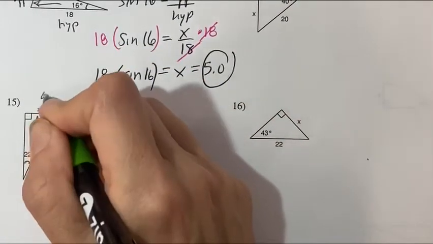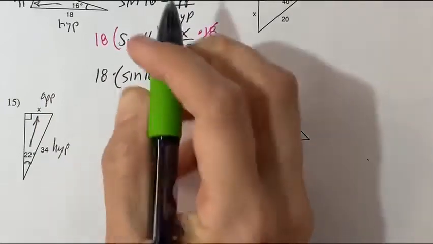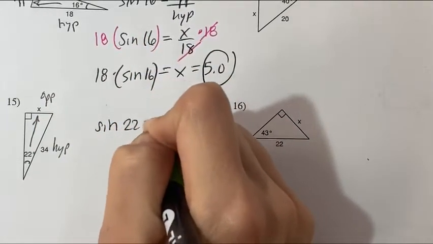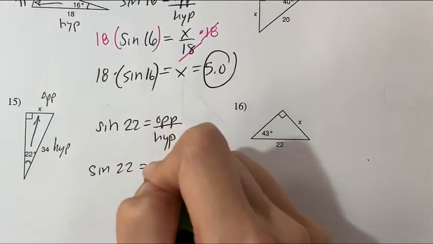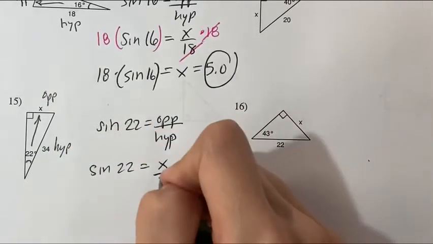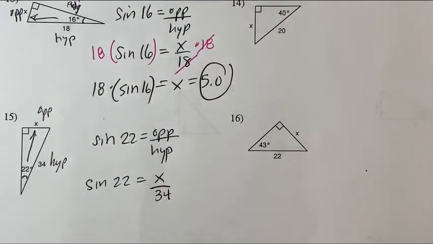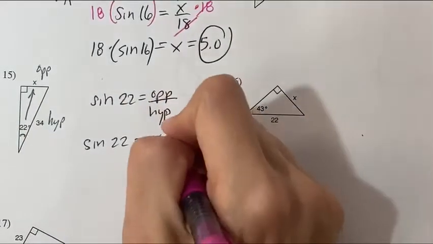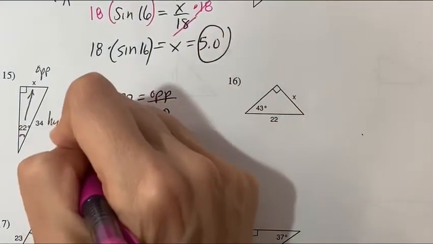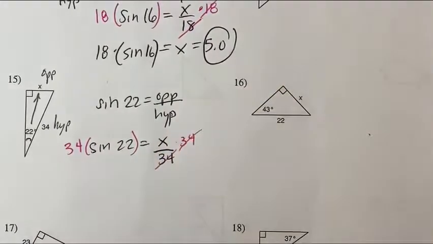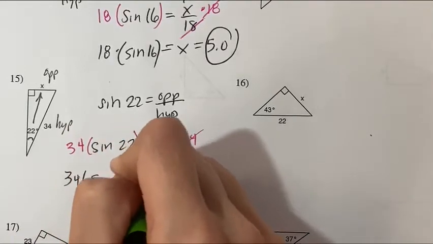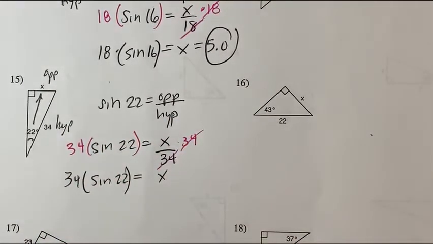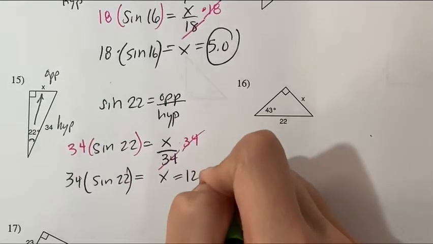All right, here's our reference angle. So this is opposite, this is hypotenuse. So I'm gonna need sine. Sine of 22 is opposite over hypotenuse. So sine of 22 is x, and the hypotenuse is labeled with a 34. Now swapping won't help me, so I'm going to multiply both sides by 34. And solve this. 34 times 22 sine, enter, 12.7.